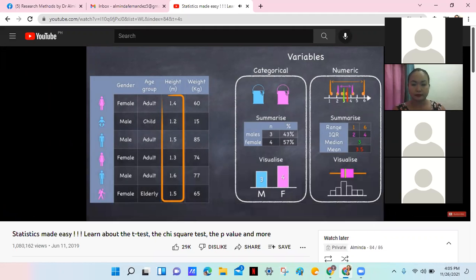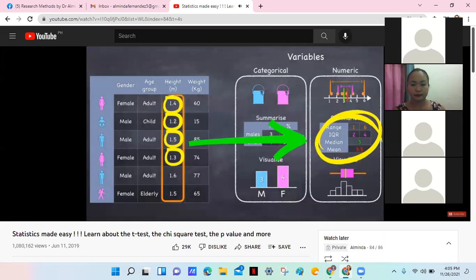So I hope you can see that this process of summarizing and visualizing the data takes it from being just numbers and words on a spreadsheet and turns it into something that is meaningful to us, something that we can get our heads around, something that we can think about.